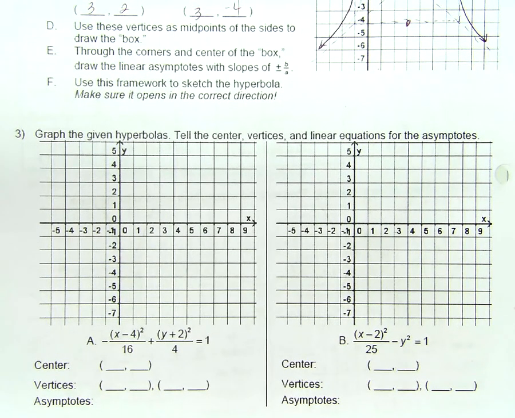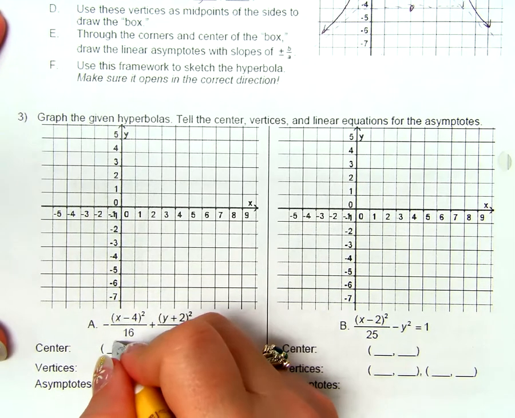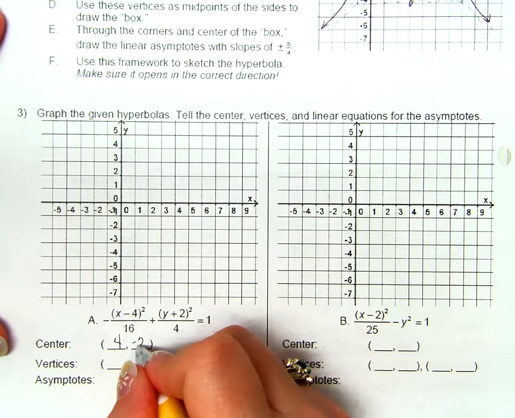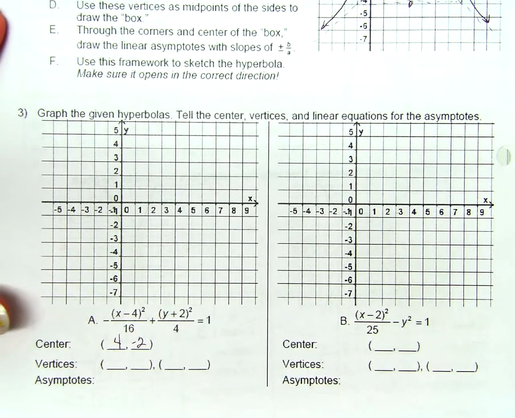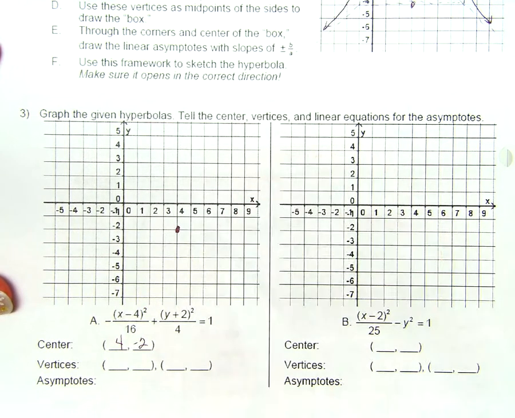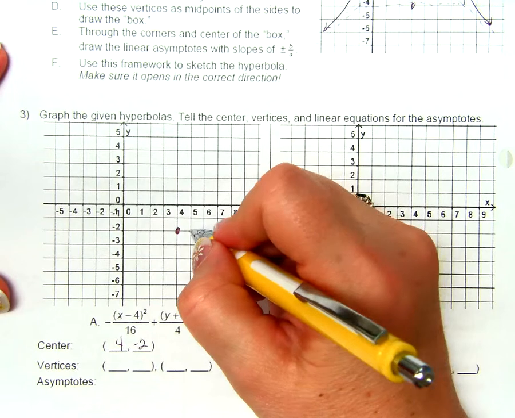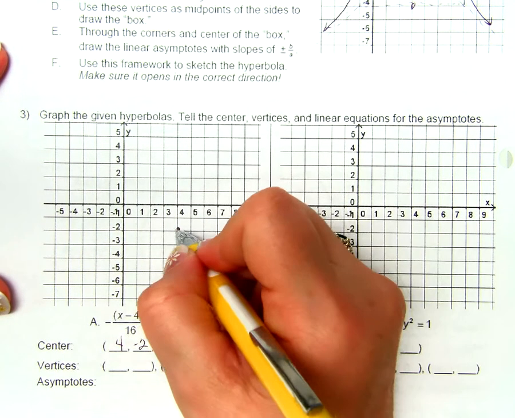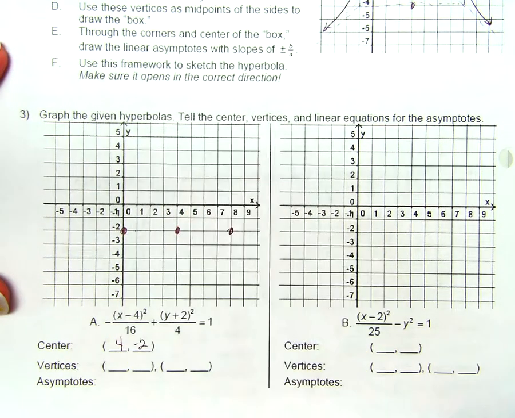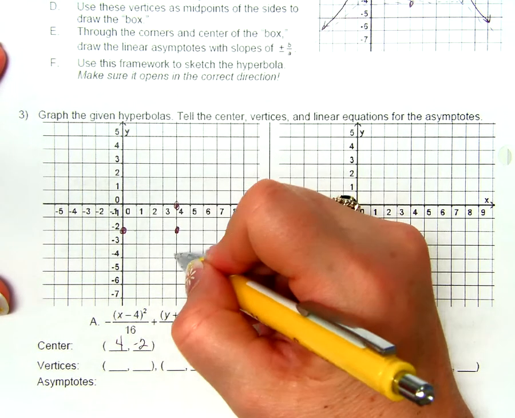So how are we going to graph this? Tell me the center. 4, -2. And tell me the vertices. Do we know enough information for that yet? No. So let's do some drawing. 4, -2 gives me the center. How far do I go left and right? Okay, from the center, 1, 2, 3, 4. From the center, 1, 2, 3, 4. Okay, how far do I go up and down? 2, 1, 2, 1, 2.